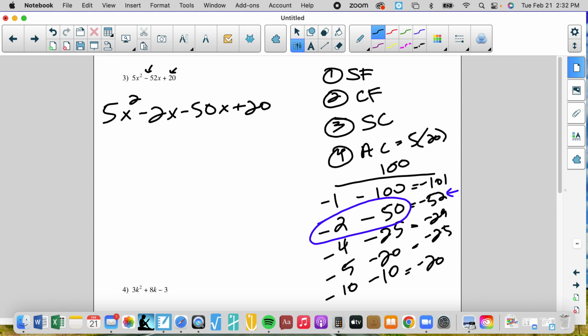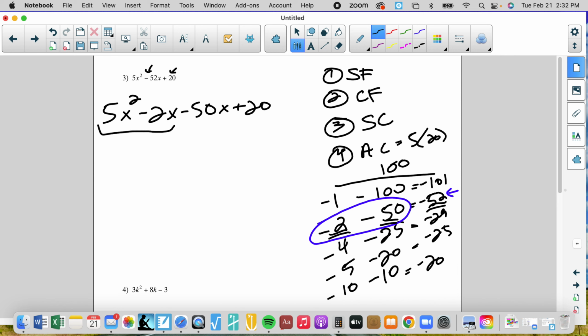These have to be used. We are going to use these two values, negative 2 and negative 50. I saw students not use them. They use some other pairing. The reason why we use this is because this sums to my middle, negative 52. That's what tells me which two factor pairs to use.